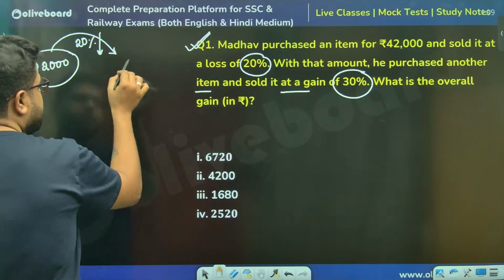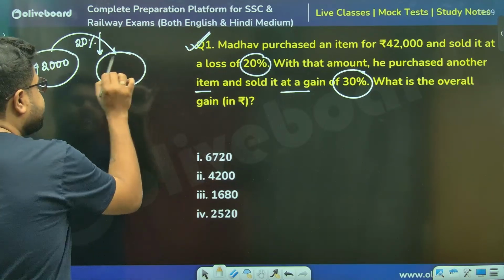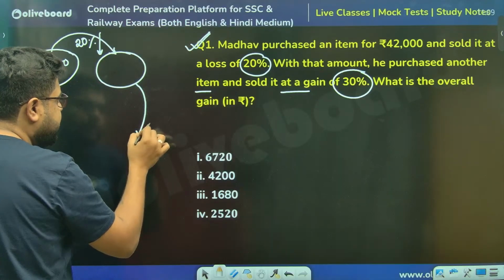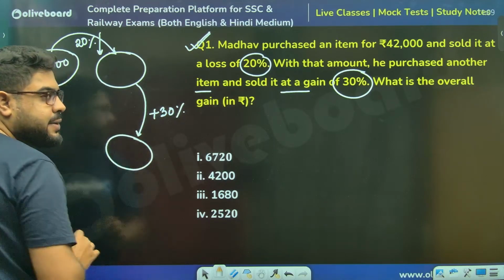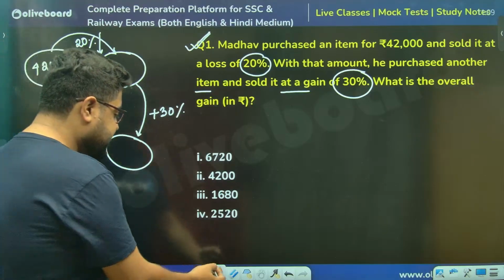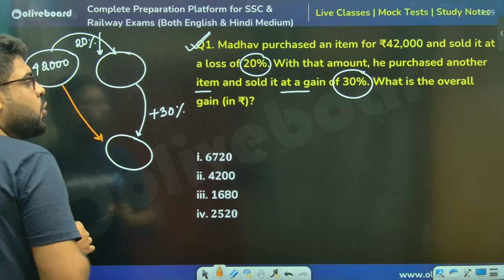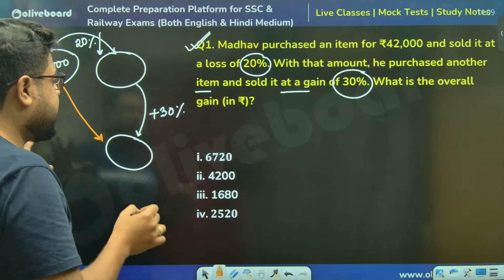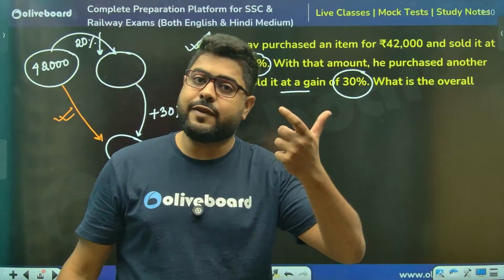20% loss, and I'm getting to something. Whatever this value is, on top of this there is a 30% profit, and I'm getting something. And what are they asking us? They are asking, what is the total profit? Not in terms of percentage, but in terms of value?